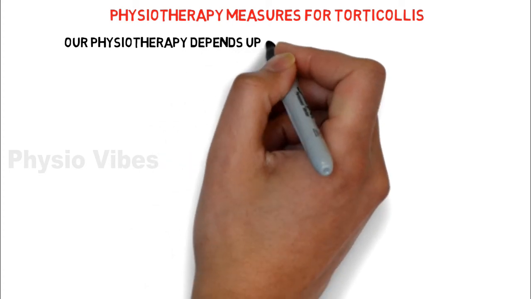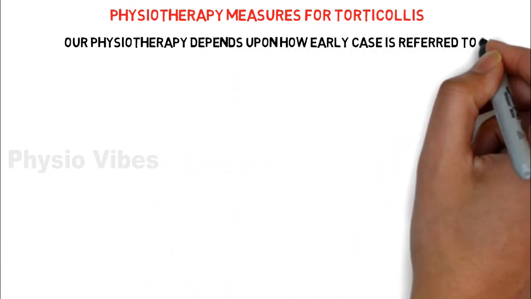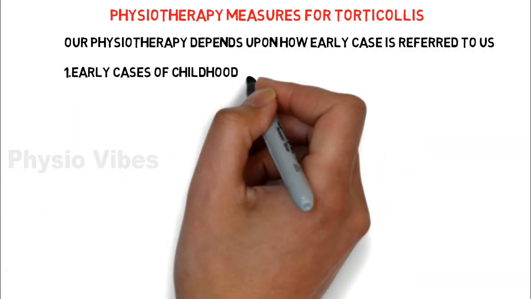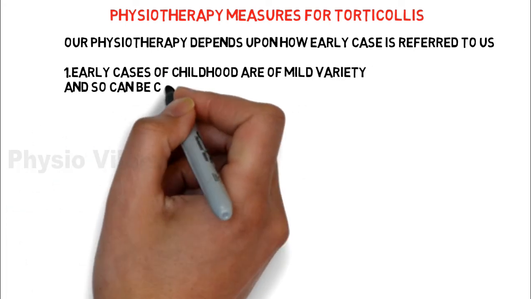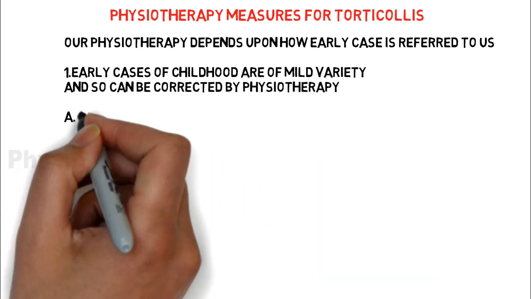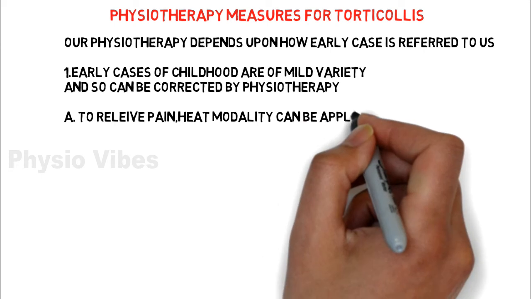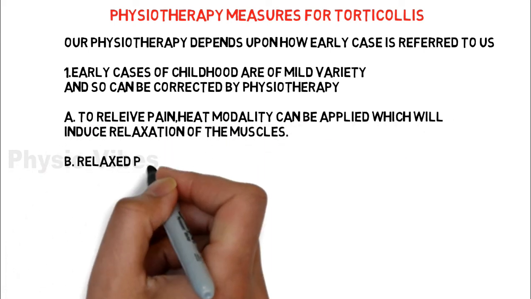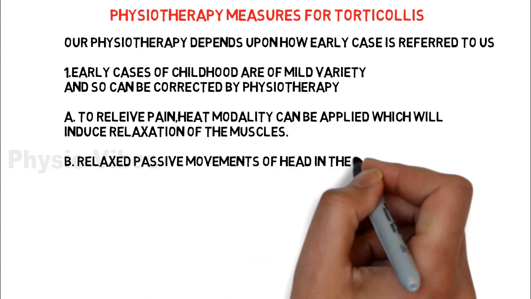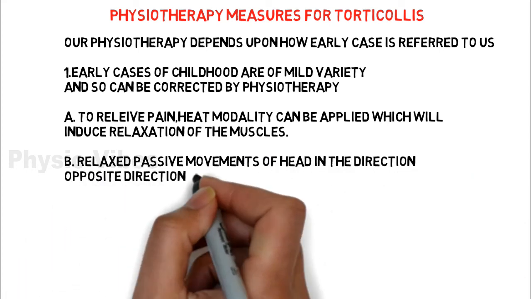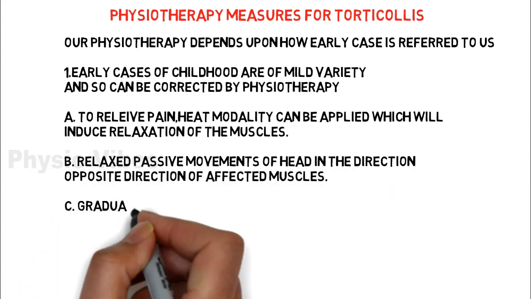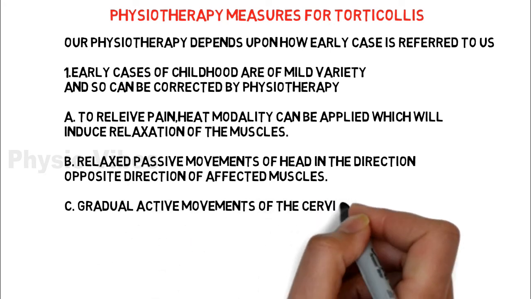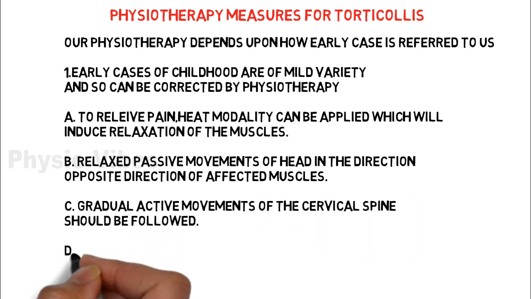Physiotherapy measures for torticollis. Our physiotherapy depends upon how early the cases are referred. 1. Early cases of childhood are of the mild variety, and so can be corrected by physiotherapy. A. To relieve pain, a heat modality can be applied, which will induce relaxation of the muscles. B. Relaxed passive movements of the head in the opposite direction of the affected muscles.